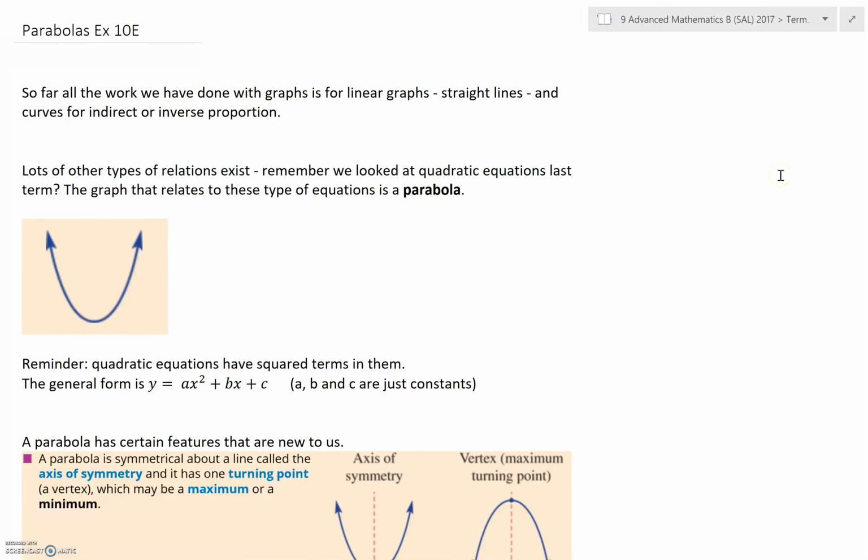All right, well, this is our last screencast of new work for the term. The next one doesn't actually have a screencast because it doesn't require one. So we're going to talk about a different type of graph now, and that type of graph is called parabolas.